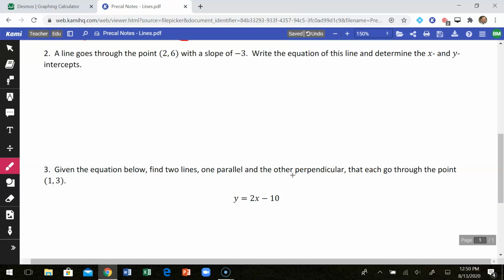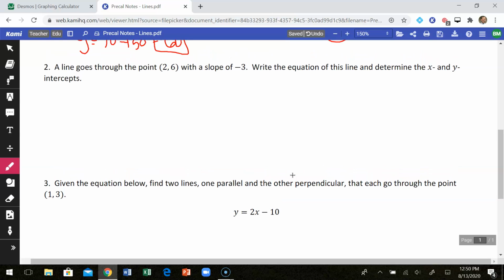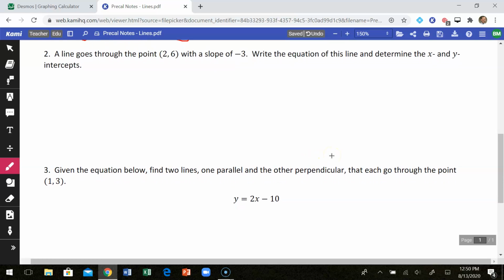A line goes through the point (2, 6) with a slope of -3. Write the equation of this line and determine the x and y intercepts. So if I want to write the equation of this line, I'm going to start with slope-intercept form. So what I need to do is find b. I've got the slope, so I have y equals -3x plus b. I don't know what b is, but I do have a point where I can figure that out.